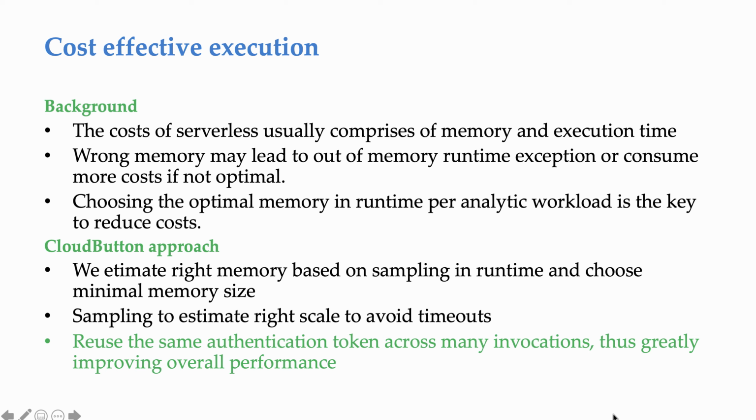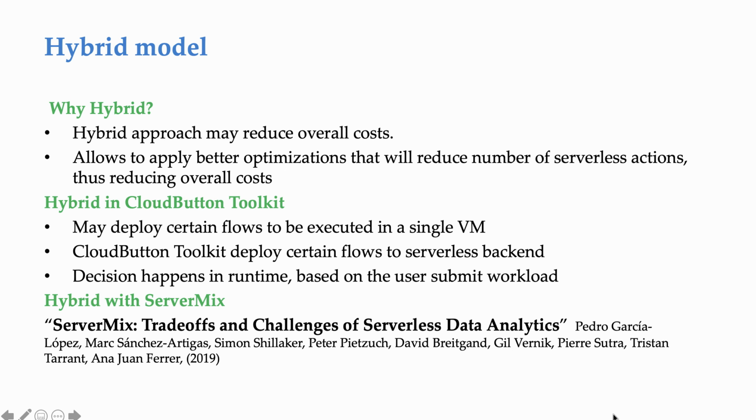And we also use some other cool tricks, like we reuse authentication tokens, because if you have 1,000 invocations, and now each invocation needs to authenticate itself, it's a painful process. In Cloud Button, we use 1,000 invocations, but we only need to authenticate once, and then we reuse the same token across many invocations, and it's very effective.